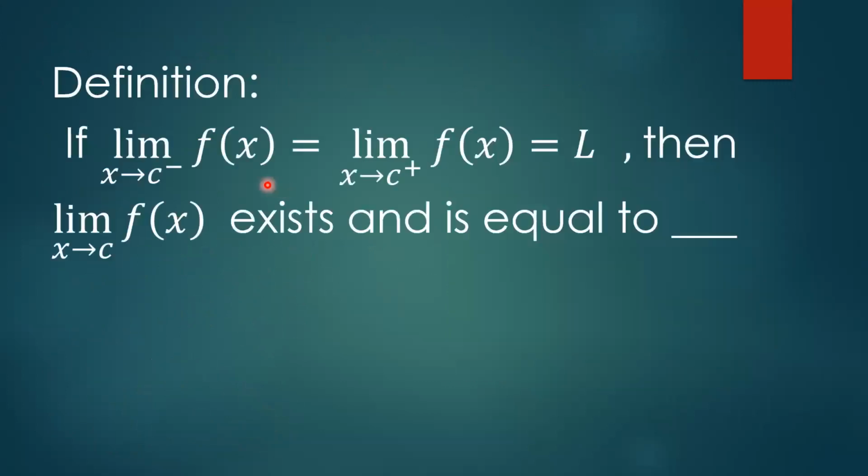So formally, we can define our limit this way. If the limit of f of x as x approaches c from the left is equal to the limit of the same function as x approaches c from the right, if both are equal and equal to a real number L, then the limit of f of x as x approaches c, without the superscript, whether from the left or right, exists and is equal to capital L, that same number L. Okay? So pagka hindi equal tong dalawang to, o hindi equal sa isang real number, then we say the limit does not exist.